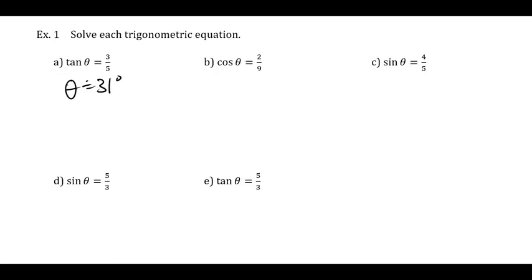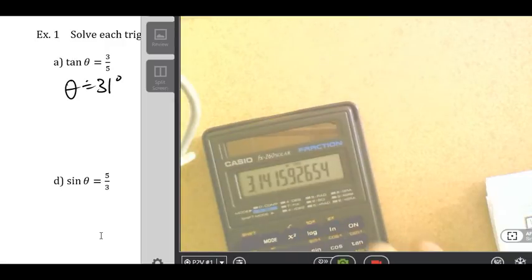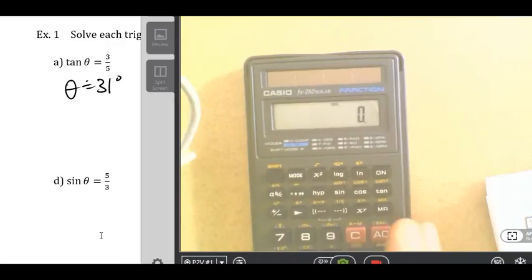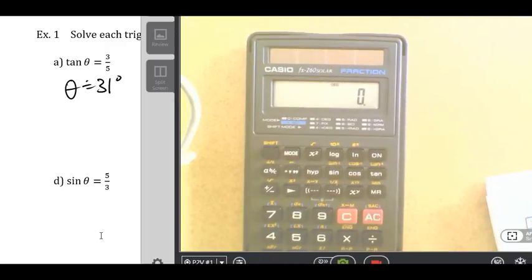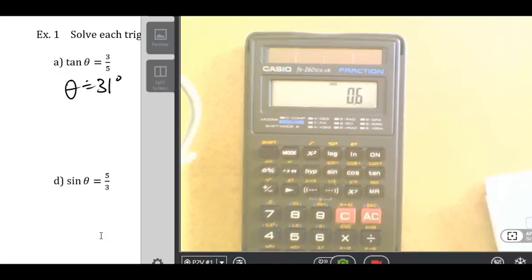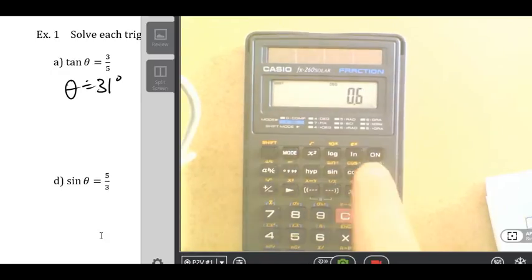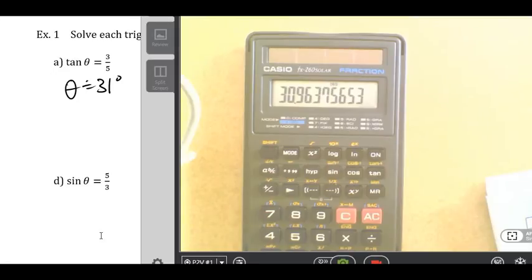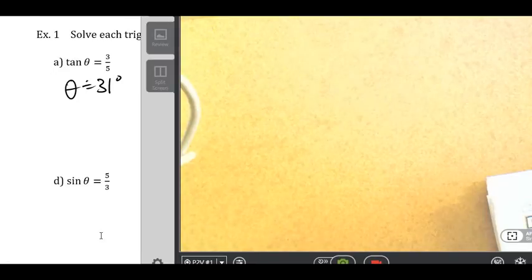Does anybody have a one-step calculator? It was like they're reading my mind. That was incredible. He was handing it to me before we started. Okay, how would you do it on a calculator like this? 3 divided by 5 equals, shift tan. Bam, 31 degrees. Easy enough, right? Good stuff. Try the next one.